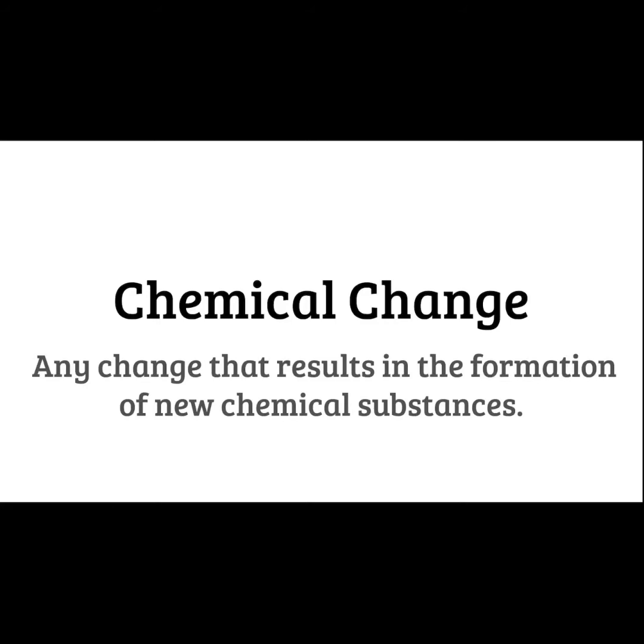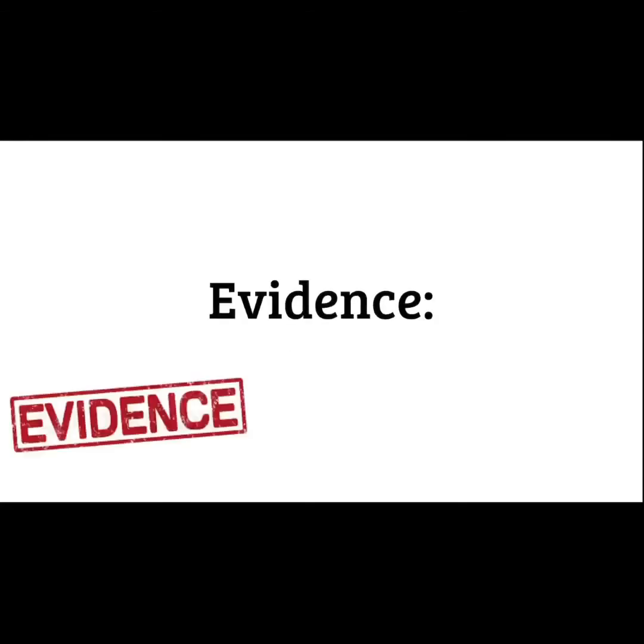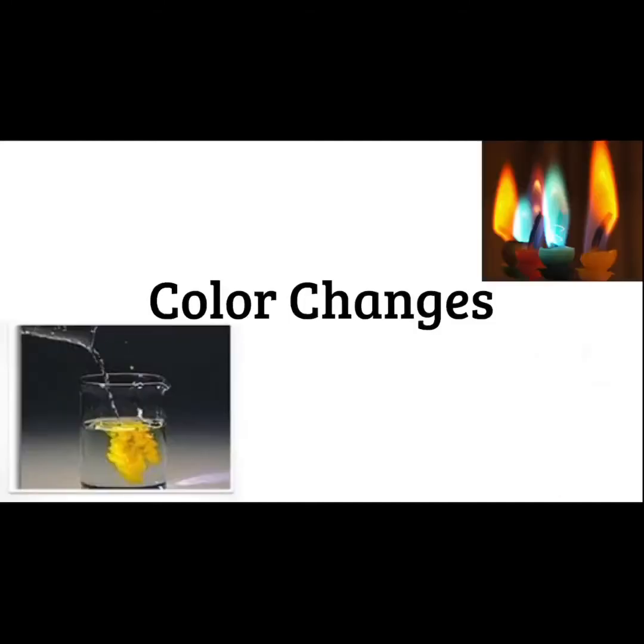A chemical change is any change that results in the formation of a new chemical substance. This cannot necessarily be reversed. Okay? Some evidence of a chemical change would be a color change. So remember, color by itself is a physical property. But if you have a change in color, something starts out clear, you add another chemical in and it turns yellow, that's a chemical change.